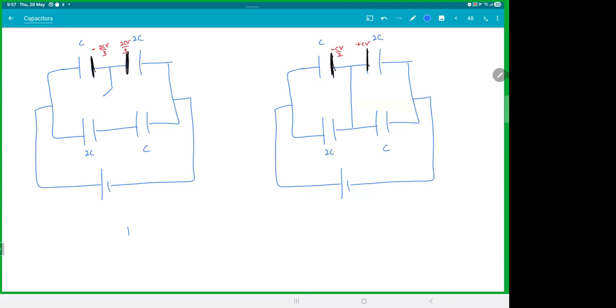So if you observe these black plates, the initial charge was 0. Plus 2, minus 2 CV by 3 and final 2 plus 2 CV by 3. The final charge was CV by 2. So this additional charge must have come through the switch. So therefore, the charge CV by 2 must have flowed through the switch. That's it. There is no other way to get a charge.